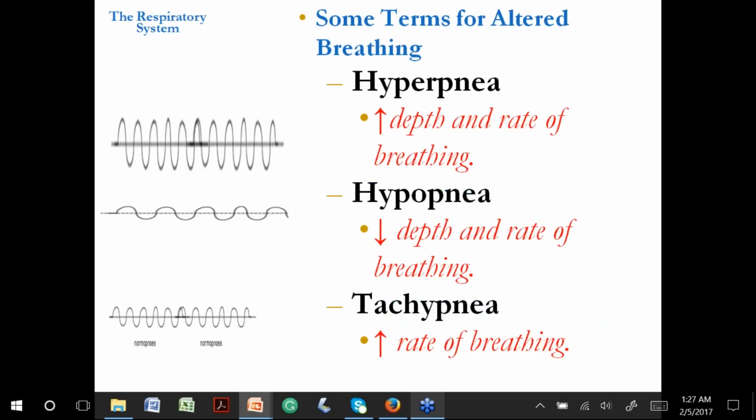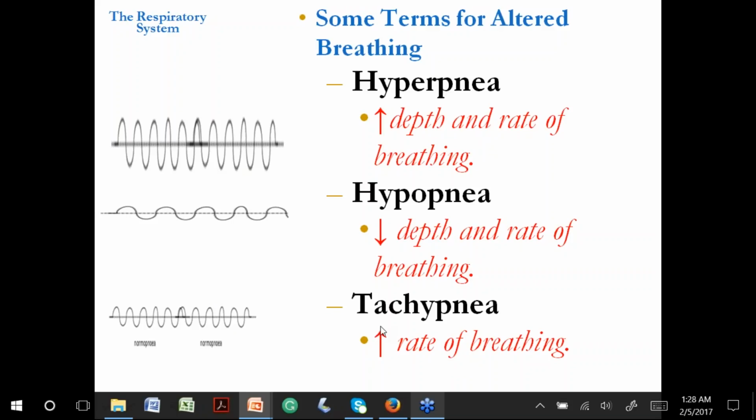We have hyperpnea. So please, first of all, let's start with hypopnea. Look at this. Hypopnea is a decrease in depth and rate of breathing. Let's talk about the difference between hyperpnea and tachypnea. This is the difference, this drawing and this drawing. Hyperpnea is an increase in depth, deeper, and rate of breathing. And tachypnea is when you have an increased rate of breathing.